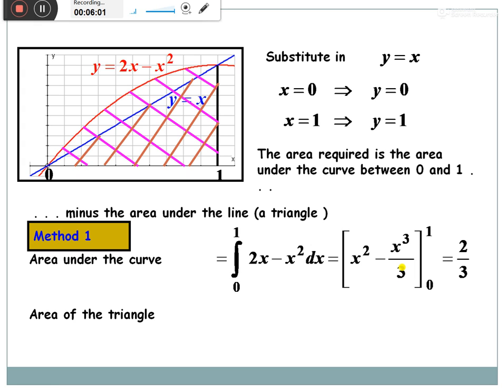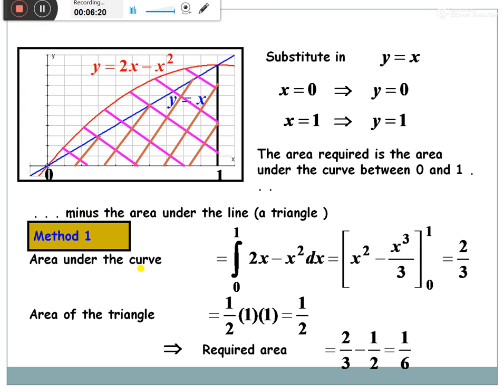And now the area of the triangle. What is the area of a triangle? That is half of base into height. And what is the base here? The distance is 0 to 1. Base is 1 and height is 1. Therefore, area is equal to 1 by 2.